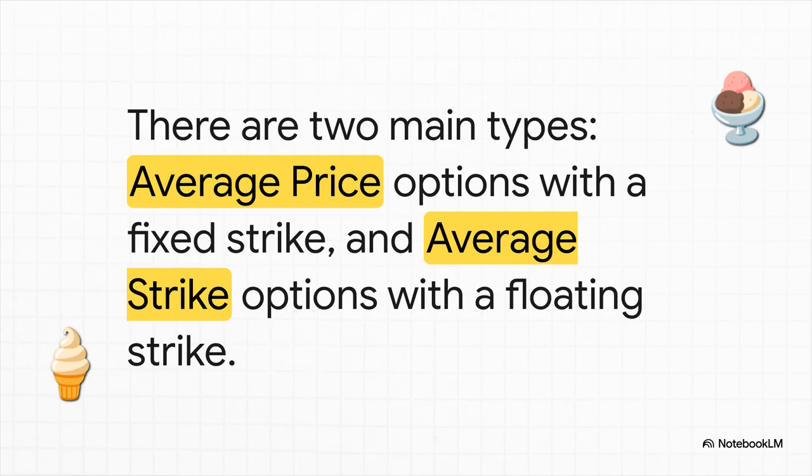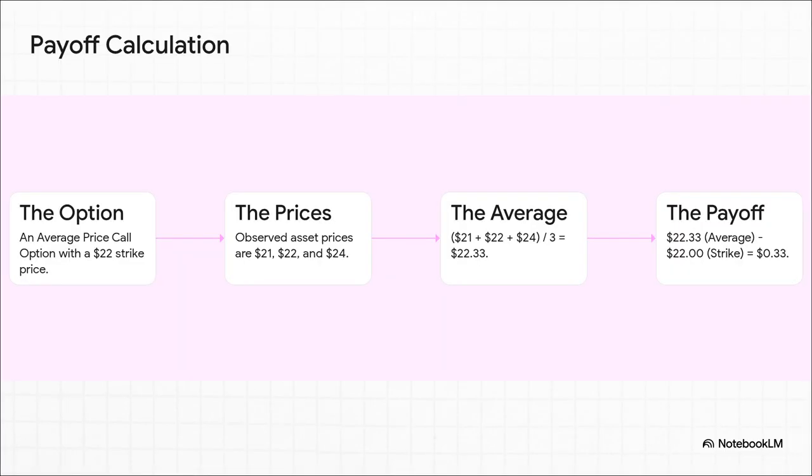Then you've got the average strike option. This one flips the script a bit. Here, the average price actually becomes your strike price, and you compare that to where the asset price lands on the very last day. Let's run the numbers on a quick example so you can really see it in action.